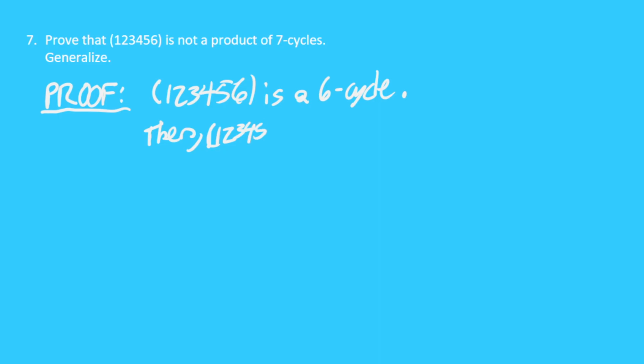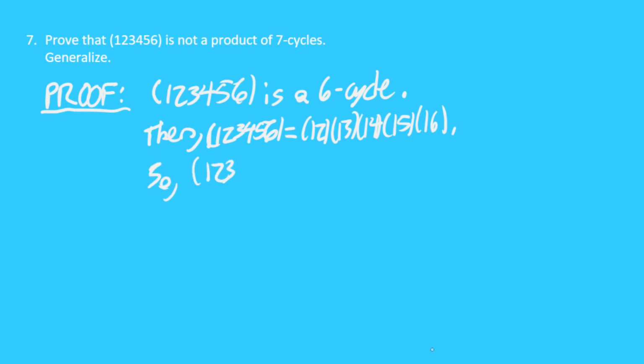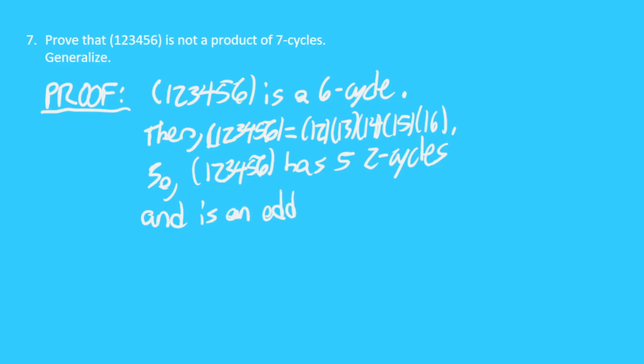So then we have (1 2 3 4 5 6). Let's break it up into 2 cycles: (1 2)(1 3)(1 4)(1 5)(1 6). So (1 2 3 4 5 6) has 5 2 cycles and is an odd permutation.